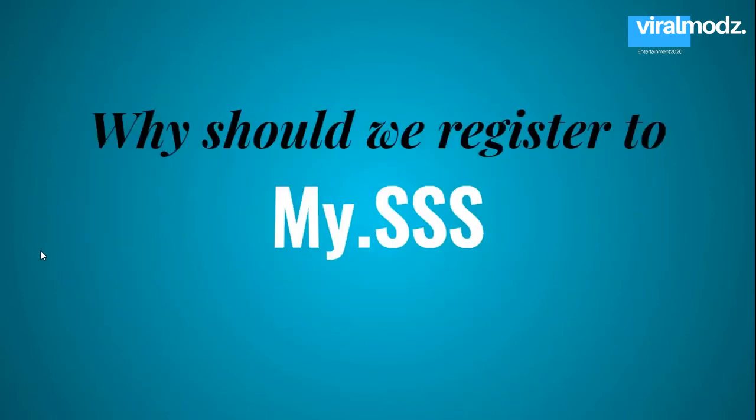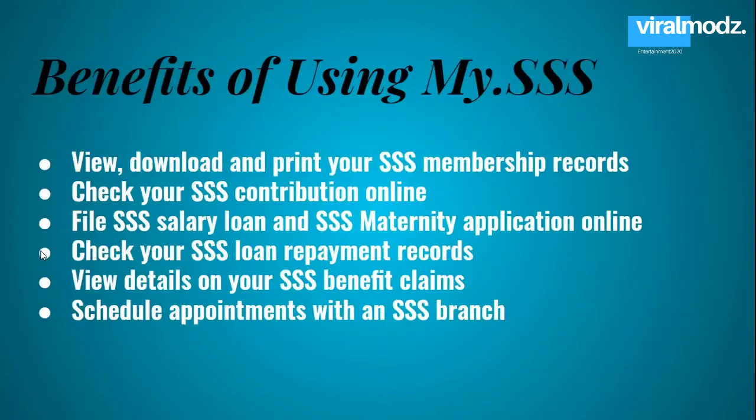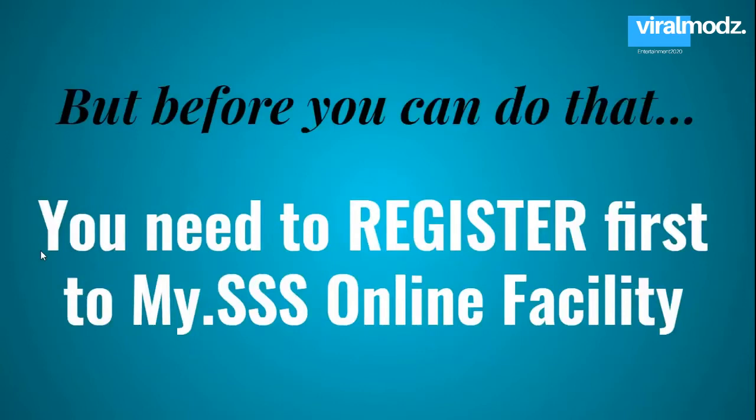Why should we register to My.SSS? Here are some of the benefits of using My.SSS. You can view, download, and print your SSS membership records. You can check your SSS contribution online. You can file SSS salary loan and SSS maternity application online. You can check your SSS loan repayment records. You can view details on your SSS benefit claims. And you can also schedule appointments with an SSS branch. But again, before you can do that, you need to register first to My.SSS online facility.